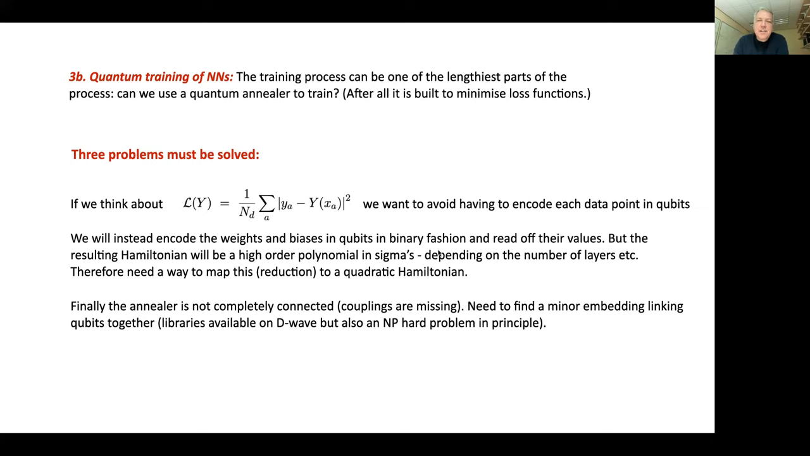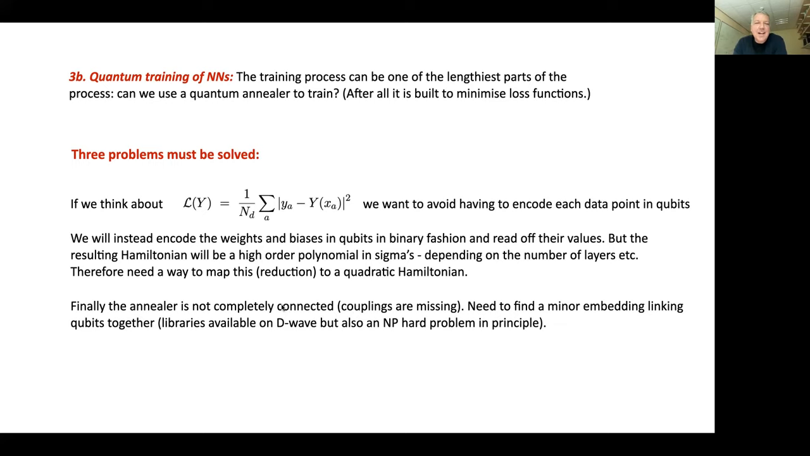The thing you have to bear in mind, though, is that the Hamiltonian is still going to be a high order polynomial in sigmas. And also, because it's a binary encoding of the weights and biases, which you would normally think of as continuous, real numbers, you're going to need a lot of qubits for every single weight. So the Ising model you need to encode this can quite quickly become large.